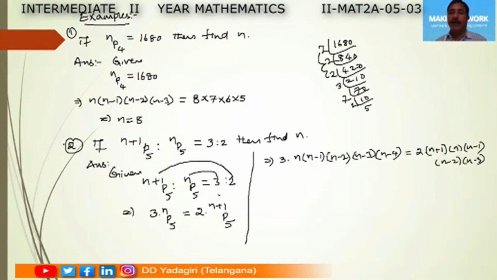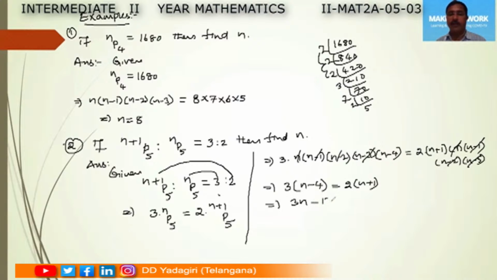Now equal or similar values on both sides will get cancelled. n into n minus 1 into n minus 2 into n minus 3 on both sides will get cancelled. Now write the remaining values on both sides: 3 into (n minus 4) is equal to 2 into (n plus 1). Now by solving this equation, we can find the value of n.